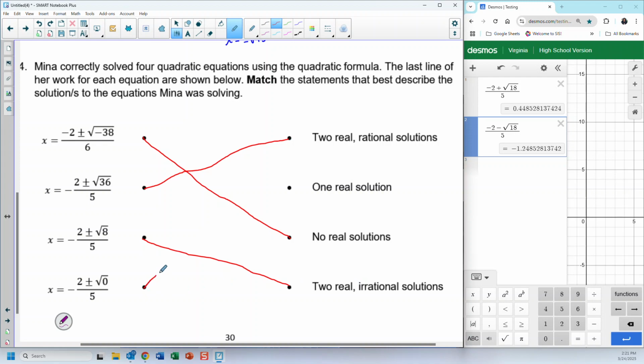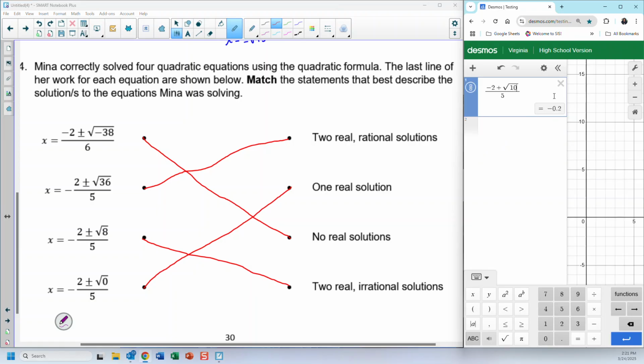So the last one must be one real solution. Let me put it in here. So plus 0, so negative 2 plus 0 over 5. That's my solution. And then the other one is minus. See how they give me the same answer? It just means that it only has one solution. Okay, so that's that.